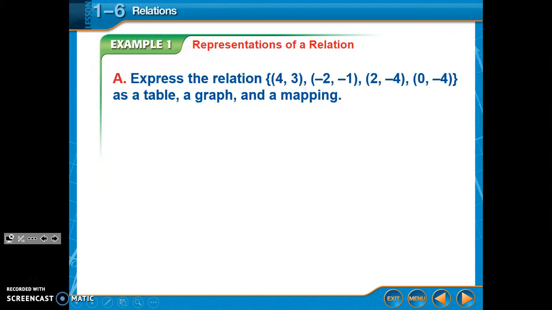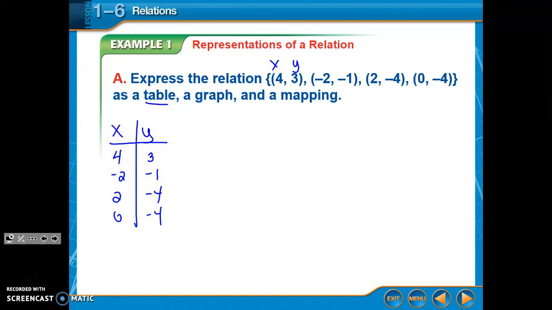Okay, so first we want to talk about how you can represent a relation. We have three different ways. The first one we're going to do is a table. We start out with x values and y values. Remember, in a point, the first number is x and the second number is y. So I'm going to put those points in my table: 4 and 3, then -2 and -1, 2 and -4, and 0 and -4. This would be this relation represented in a table.